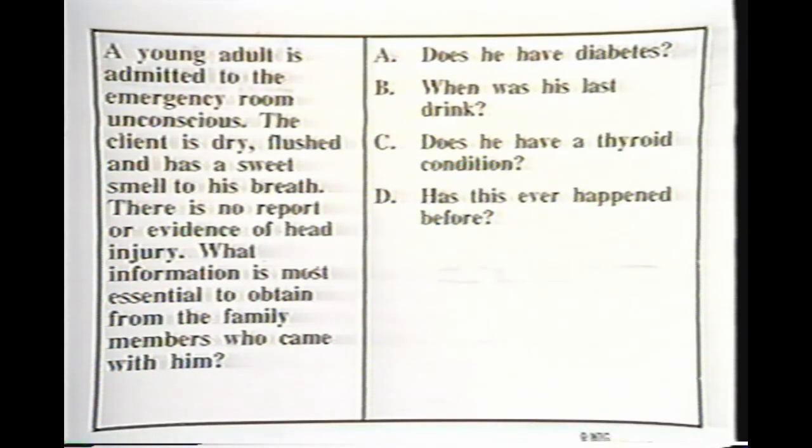So let's take the symptoms. Unconscious, dry, flushed, sweet smell. The sweet smell is probably acetone, the ketones. And he's a young adult. No head injury. The best answer is, does he have diabetes? And this will lead us much more quickly to being able to treat this patient. And indeed, this is often how they present. Now, treatment for this patient would include hydration. It would also include, of course, insulin. And insulin is the mainstay of treatment for type 1 diabetics.